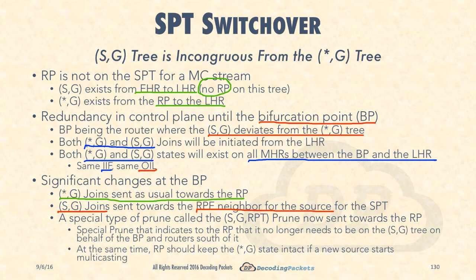And it uses a special type of prune, completely new, called the S,G,RPT prune, towards the RP. What this is saying is prune the S,G entry. So keep the S,G, this particular stream, in a prune state only if you are an RPT.